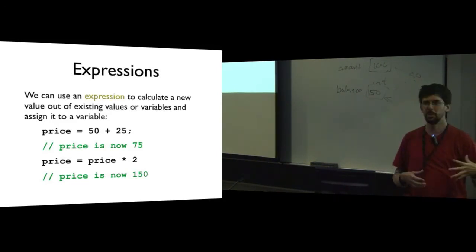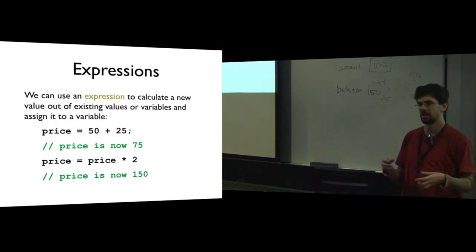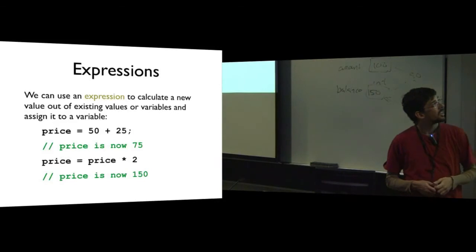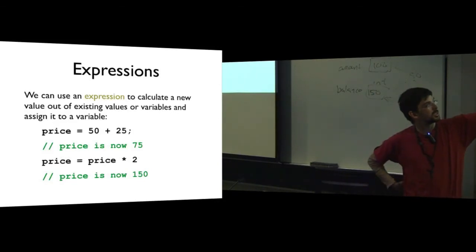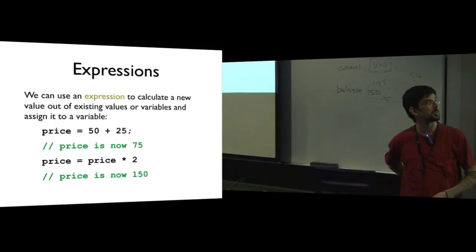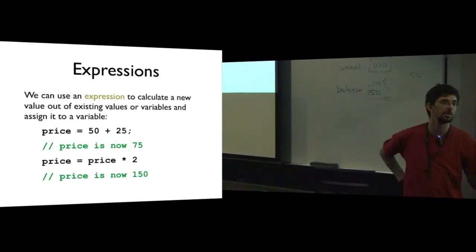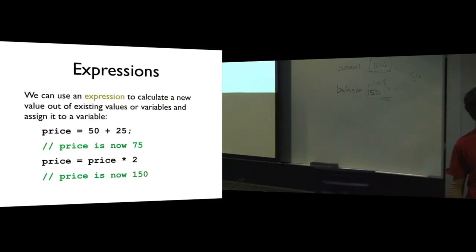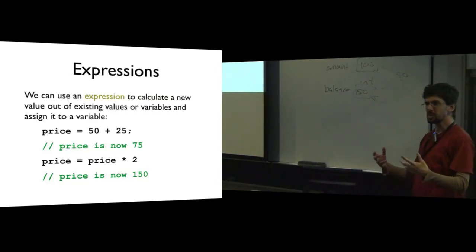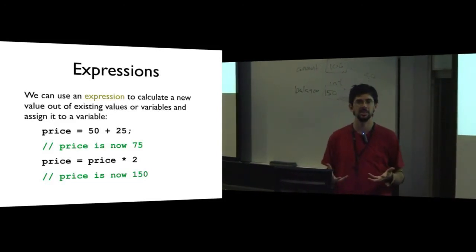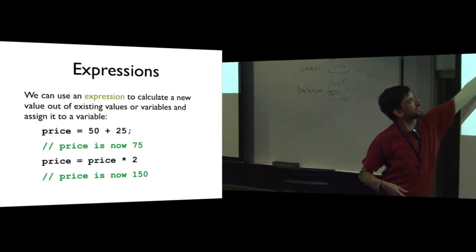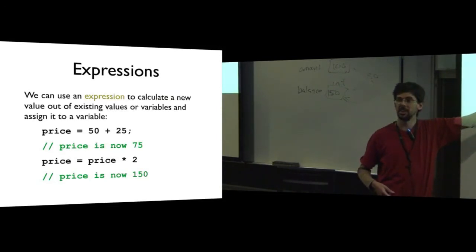So when a computer encounters an expression, it tries its best to find the value of that expression. That's an expression just using two numbers. It's not a very interesting expression. You might as well have just typed 25 in there, but maybe it's an expression you need. A more interesting expression is one like this, which says price equals price times 2. That takes the existing value of price out of the variable, multiplies it by 2, and then sticks that value back into price. So if price was 75 here, then price will be 150 here.